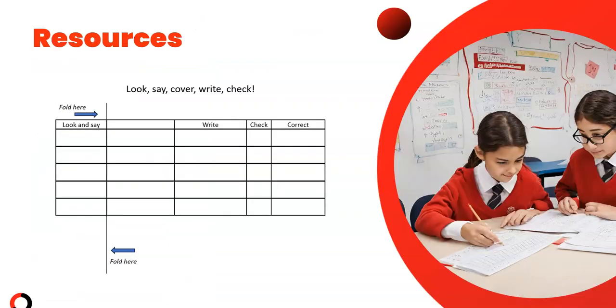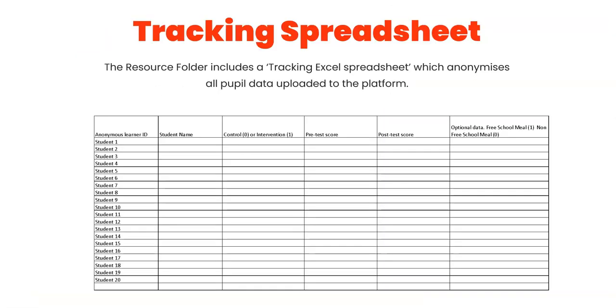In the resource folder, you will find the template. You will also find a one-page guidance on the assessment and also frequently asked questions. In the resource folder, you'll also find a tracking spreadsheet, which allows you to link an anonymized learner ID to a learner in your class.